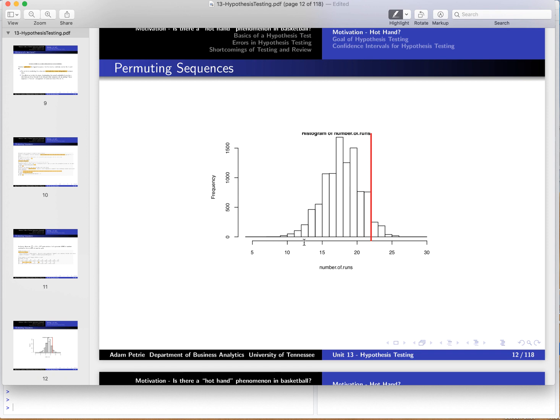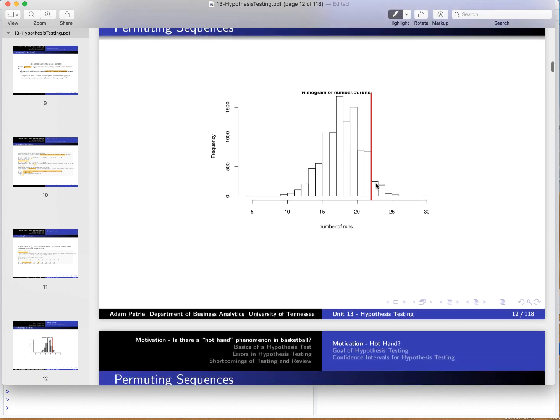Lower values for the number of runs is more evidence for a hot hand, and we see that that sequence that Clay generated really isn't evidence of a hot hand at all. 22 streaks is something that happens kind of all the time when we're dealing with a purely random permutation of zeros and ones. There's definitely not really any evidence of a hot hand whatsoever.